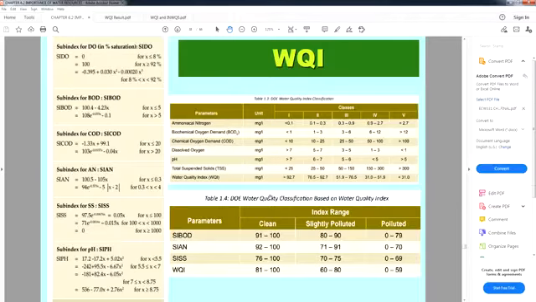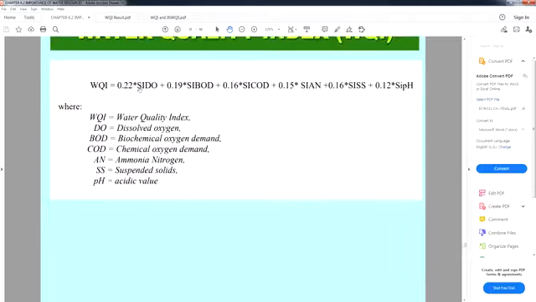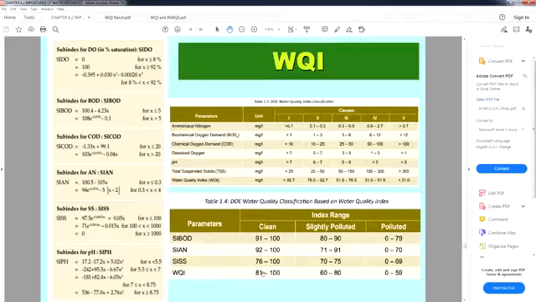And then once you obtain all the sub-index values, key in this formula, you will get the WQI value. Okay, so on this WQI, you tengok dia punya range, whether it is what is the range there. Okay, so it is clean if the WQI is between 81 to 100, slightly polluted 60 to 80, polluted is 0 until 59. Okay, so this is the range of the index.